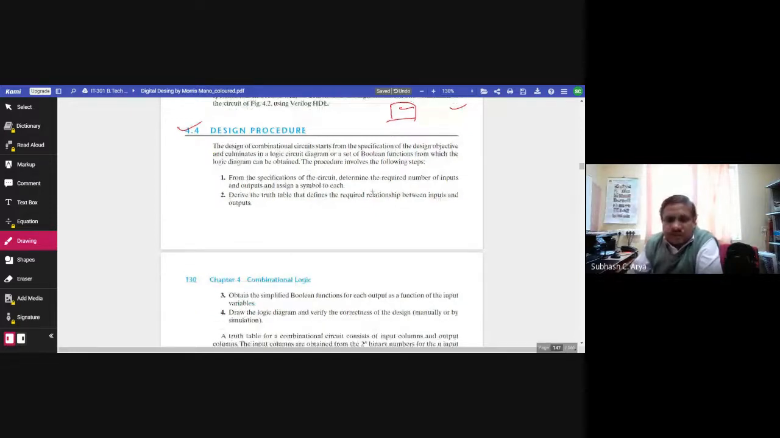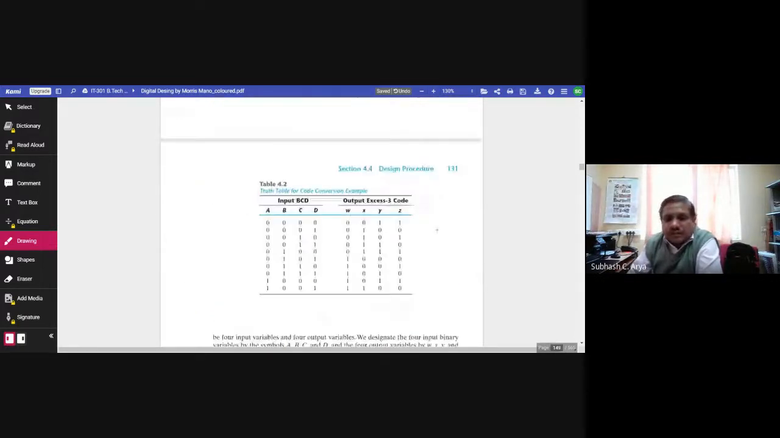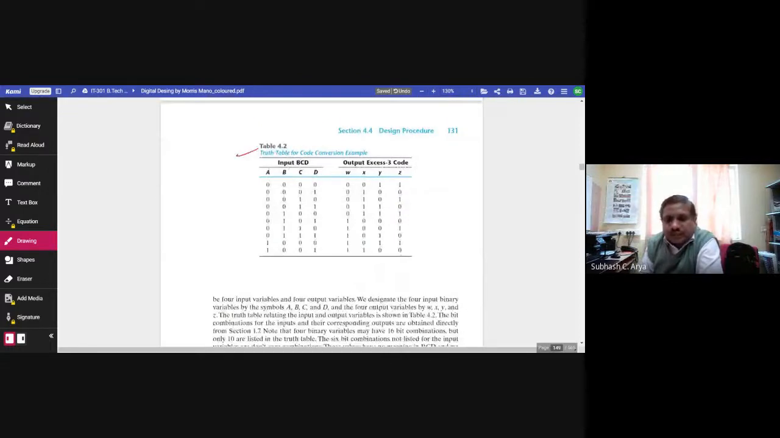So let us see, this is a code converter. So here the question will be: design a BCD to excess-3 code converter. This is a simple question. Design a BCD to excess-3 code converter. So this is the statement of the problem. So the designer has to know what this BCD number is, what the input is, and what the relationship between input and output is. Input is BCD and output is excess-3 code.